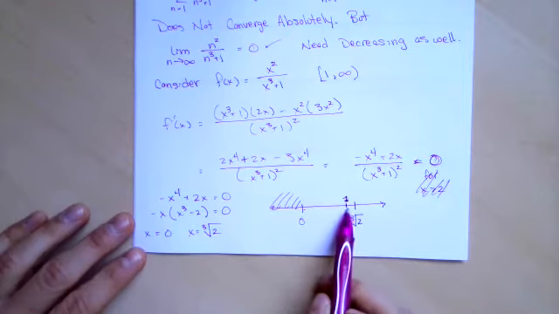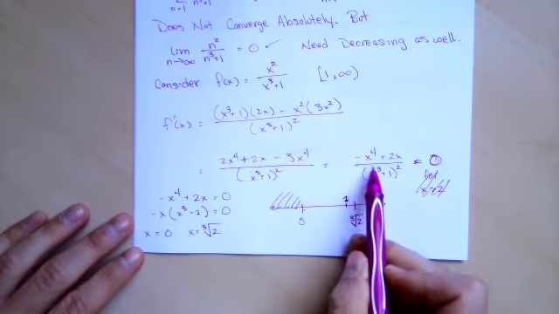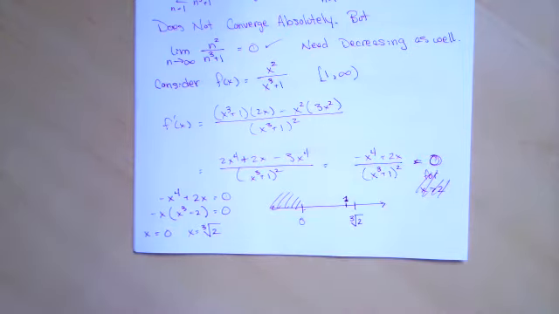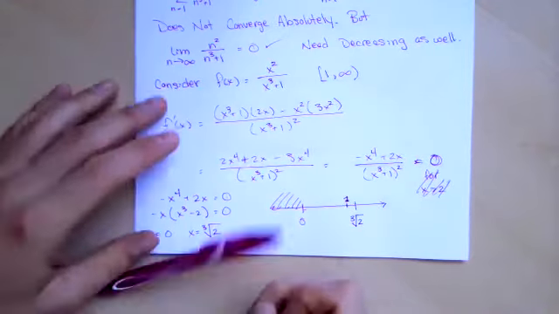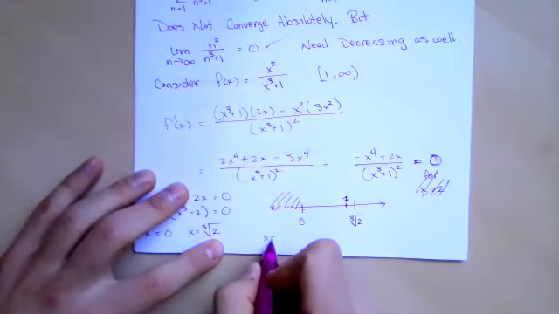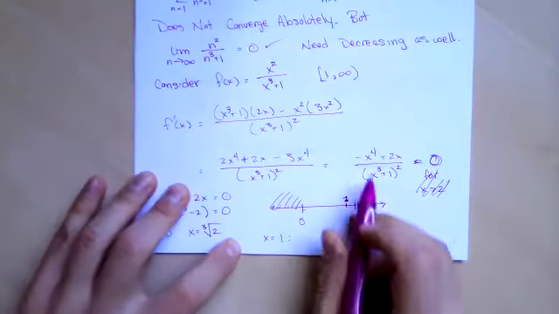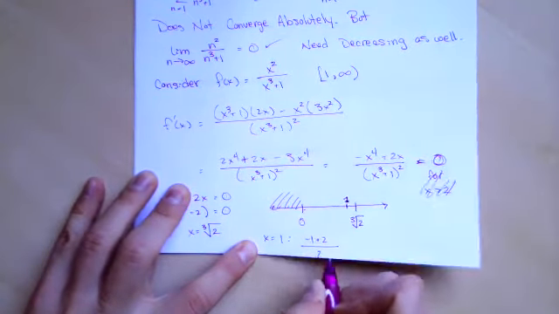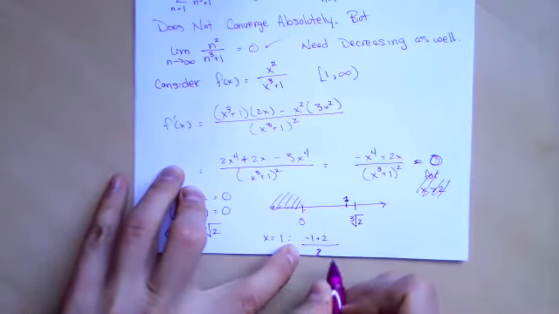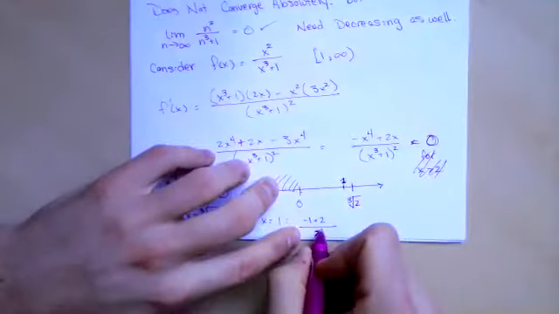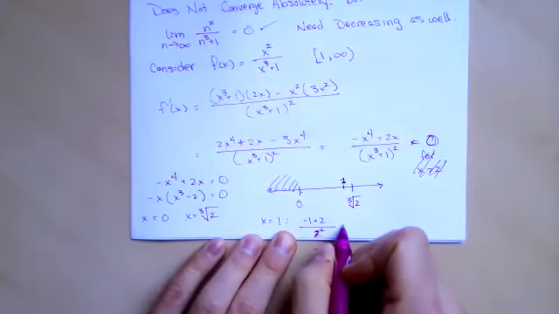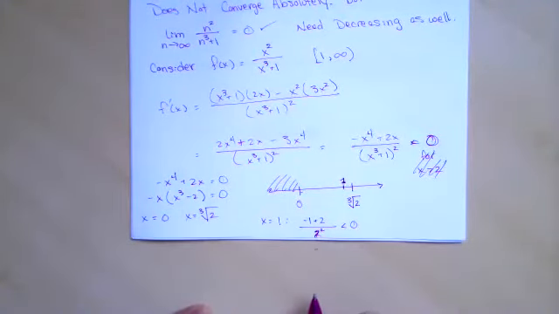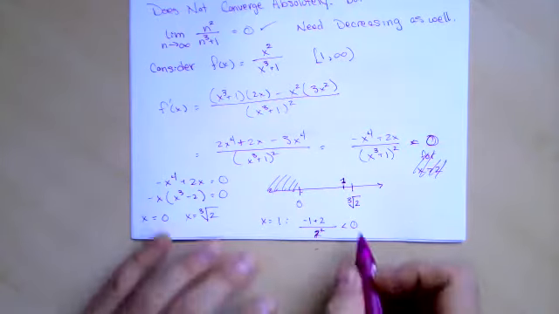We plug in a number. Let's say we plug in 1 into our first derivative. And if I check x equals 1, what do we get? Well, we'll get minus 1 plus 2 over... I'm running out of space on this page. Over 2 squared, which is negative. Positive, excuse me.